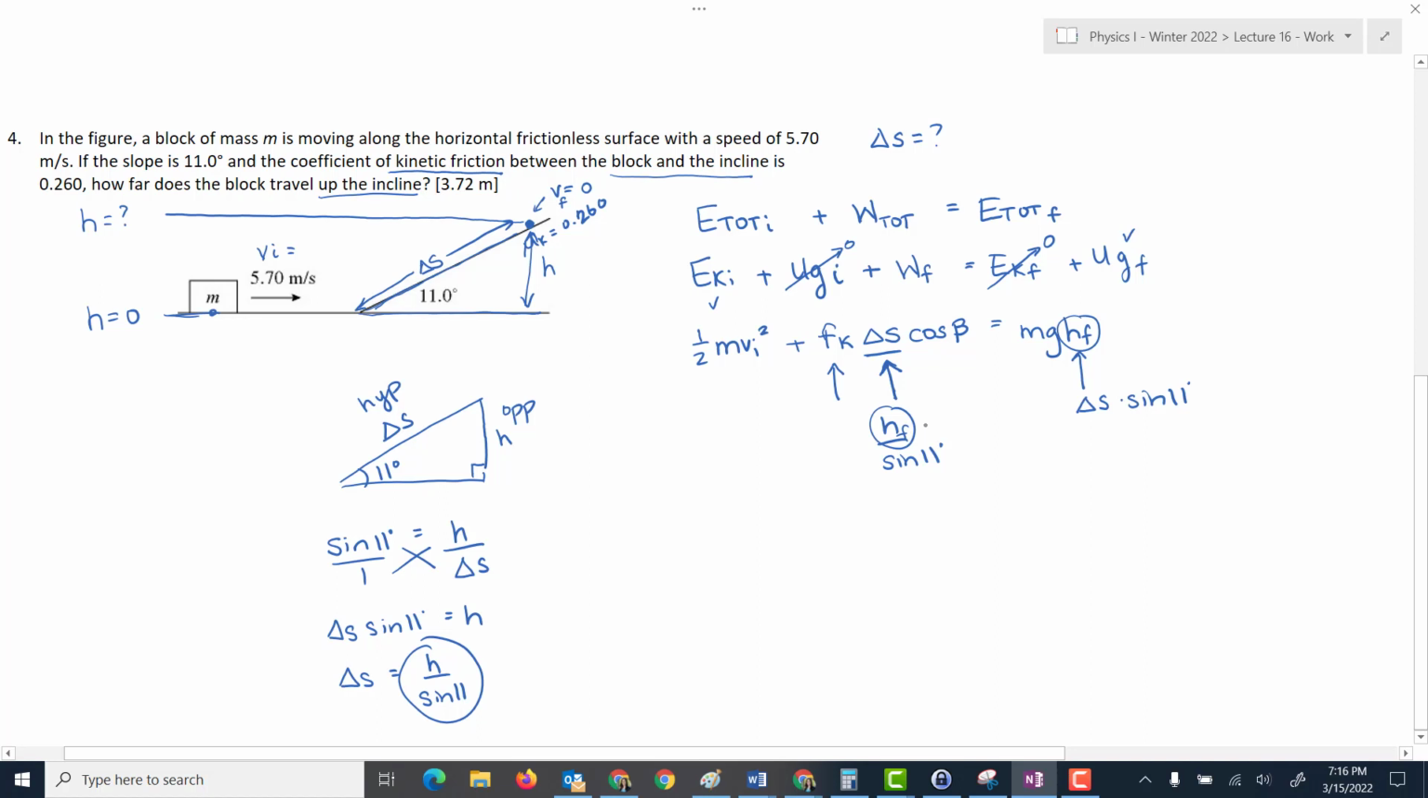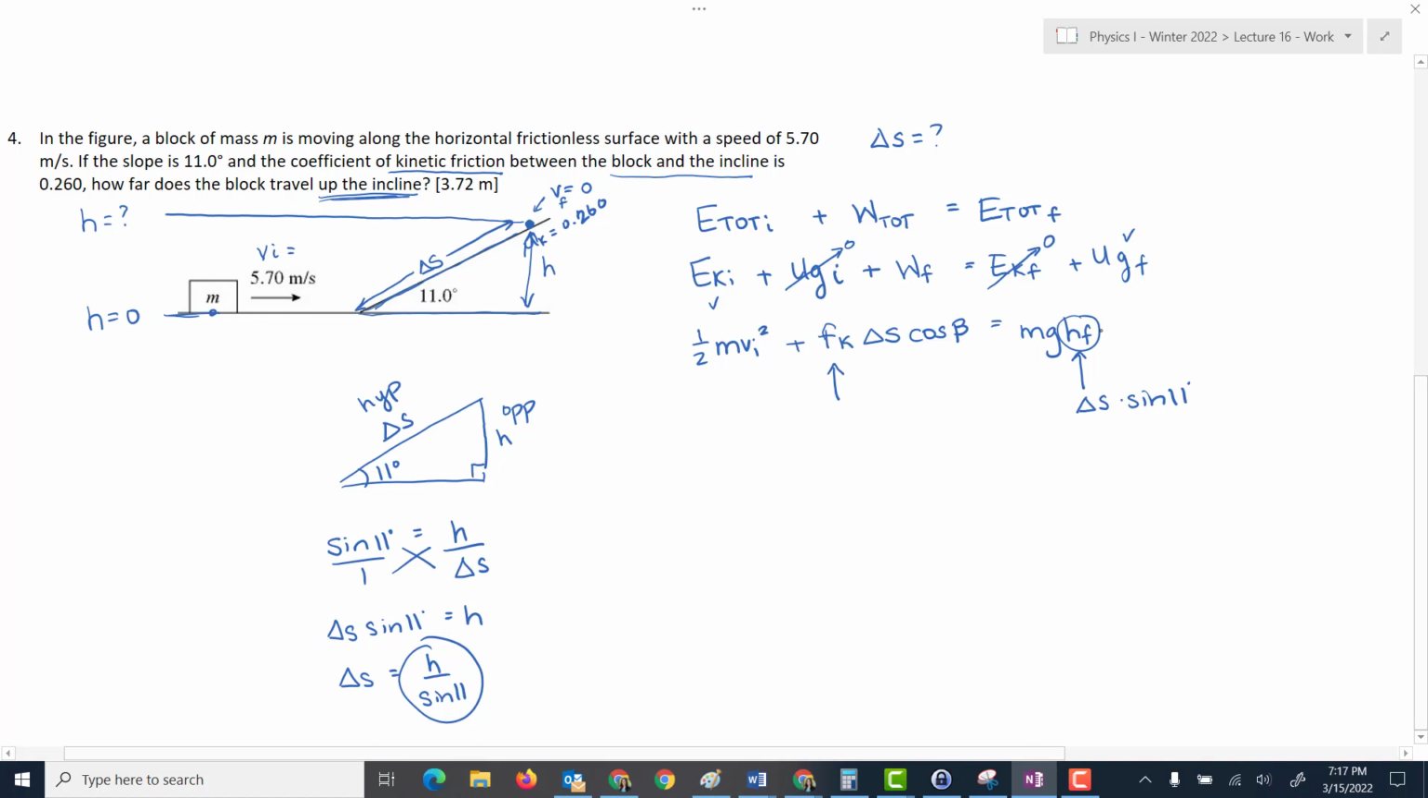Okay, but in this case, we're not trying to find H final. We're trying to find how far does the block travel up the incline. So that means delta S. So along the incline, what distance does it travel? Okay, so we're not solving for H, we're solving for delta S. So I'm going to keep delta S in my first equation here for work, and I'm going to replace H final in my UGF equation with delta S sine 11.